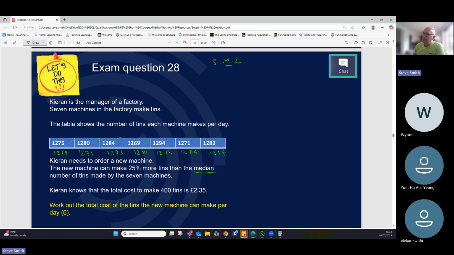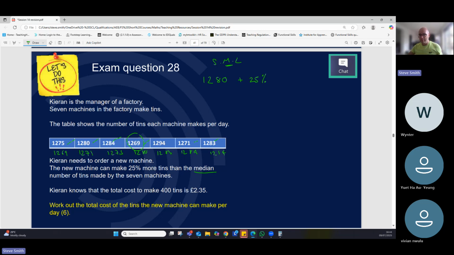Right. Quite good because, like most questions, when you're talking about median, there's two medians. But on this one, there's only one median, and it's not that number. So don't think, oh yeah, there's 7 numbers. It's the 4th number along when in order. So we've got a median of 1,280. When in order, not just as you see them. So he needs to order a new machine. The new machine can make 25% more tins. So we're going to add 25% onto there. We can do that lots of ways.